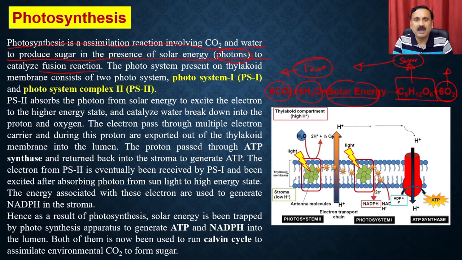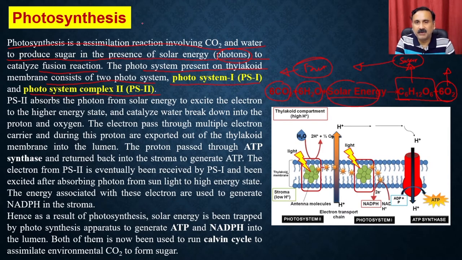The photosystem present on the thylakoid membrane consists of two photosystems. You have the photosystem 1, which is called PS1, and then you also have the photosystem 2, which is called PS2. Now, these two photosystems are working in accordance with each other, so that the electrons or the light energy they absorb from the sun is going to be utilized for the generation of the ATP.